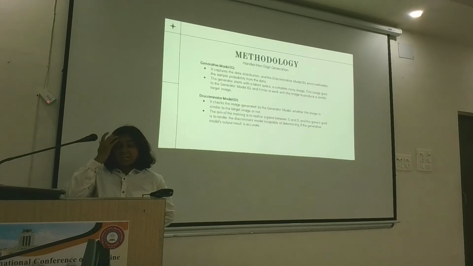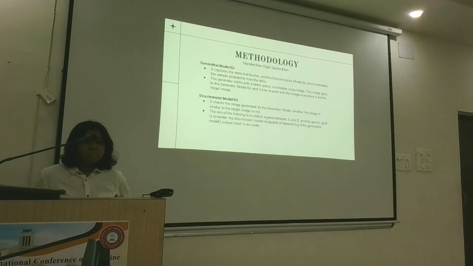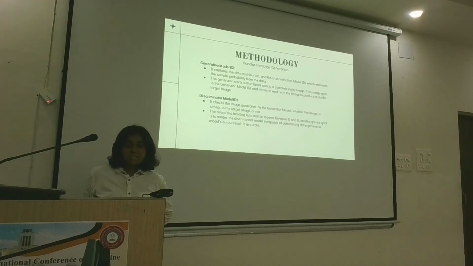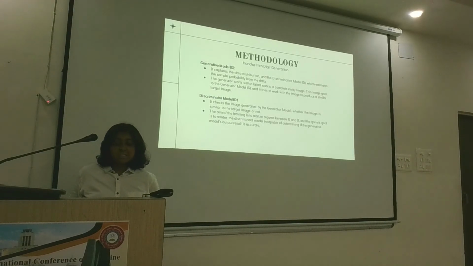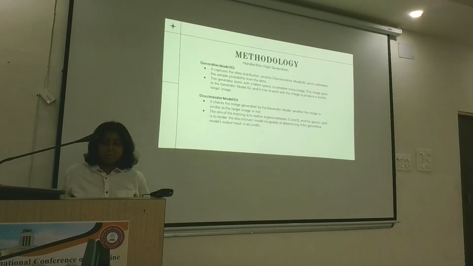Methodology for handwriting digit generation. So what we have used is vanilla generative adversarial networks. So what the generator model does is it captures the data distribution, and the discriminator model estimates the sample probability from the data. The generator starts with a latent space, a completely noisy image. This image goes to the generator model and it tries to work with the image to produce a similar target image.